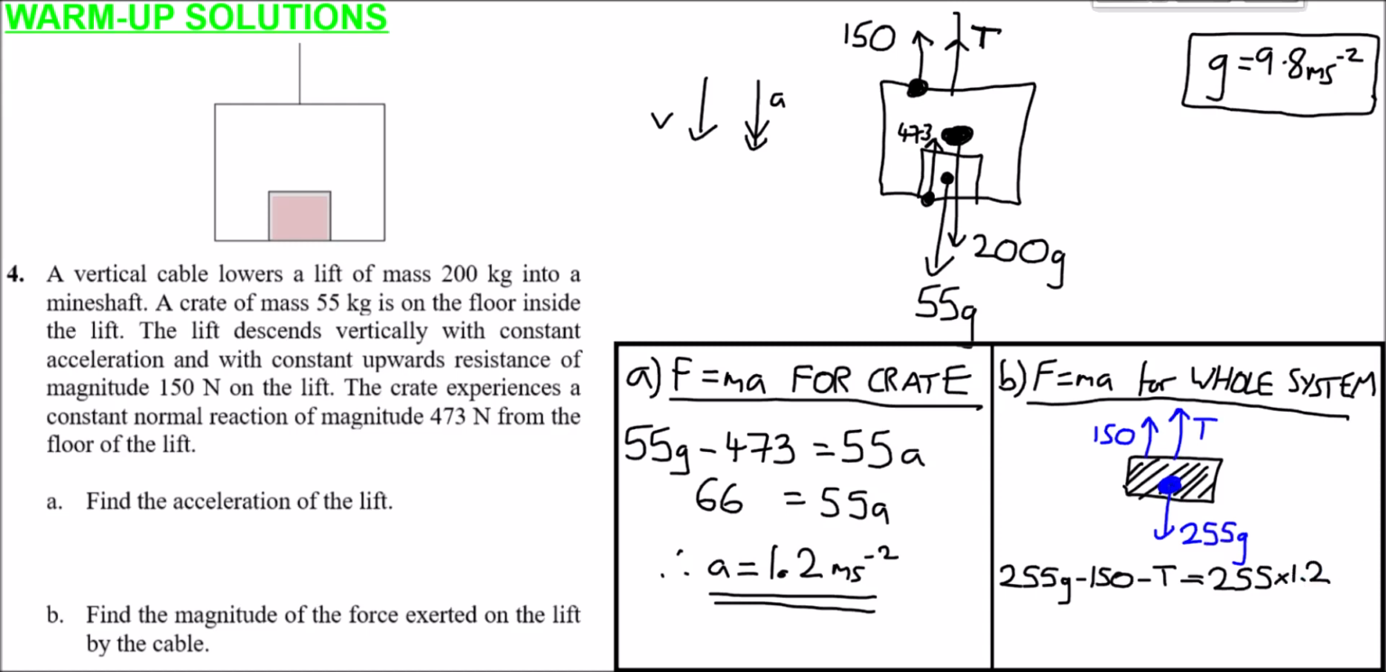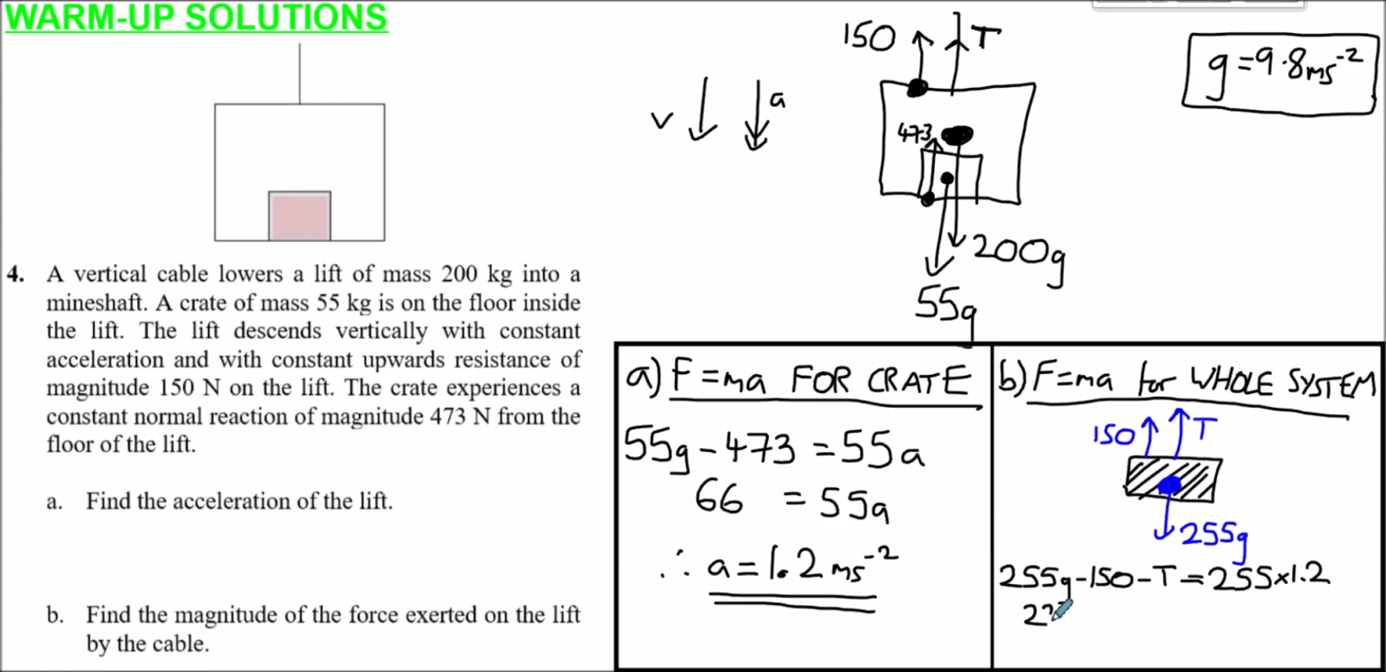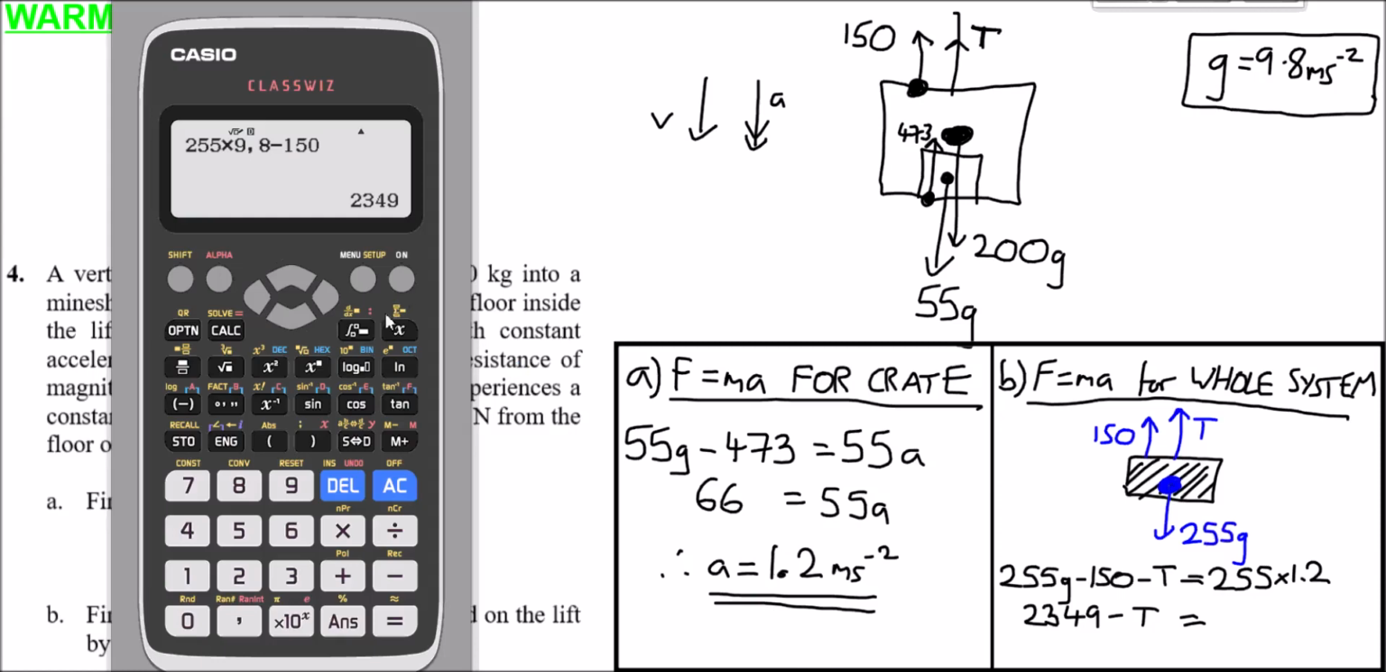So let's just substitute in these values and simplify. So 255 multiplied by 9.8 minus 150. That gives us 2349. So 2349 minus T equals 255 multiplied by 1.2. So let's just plug this in. 255 multiplied by 1.2.